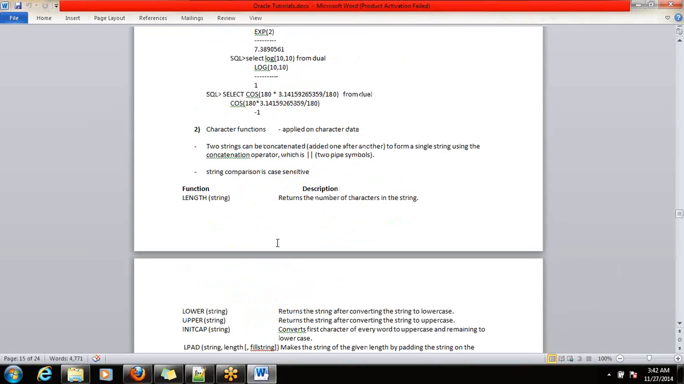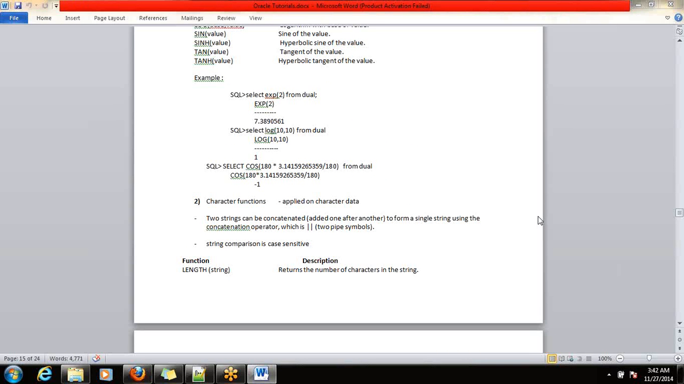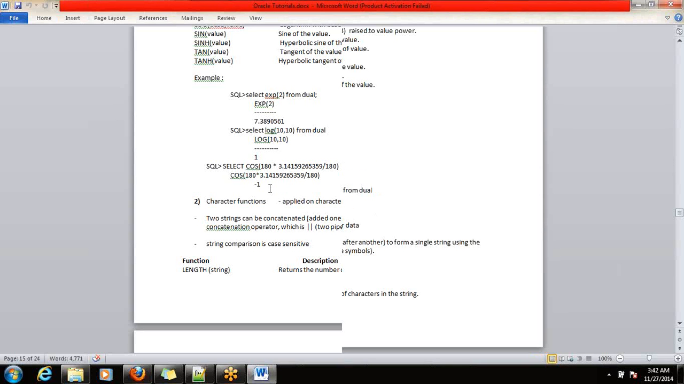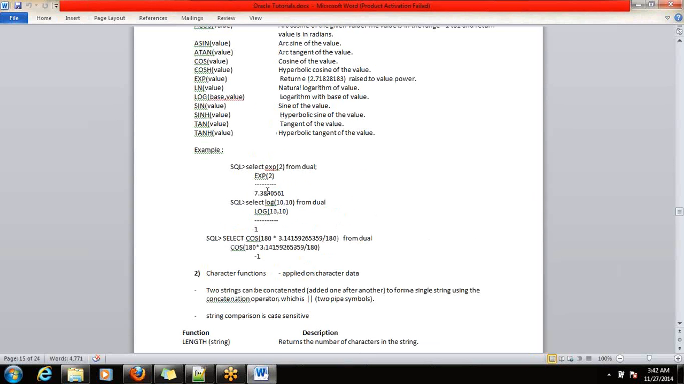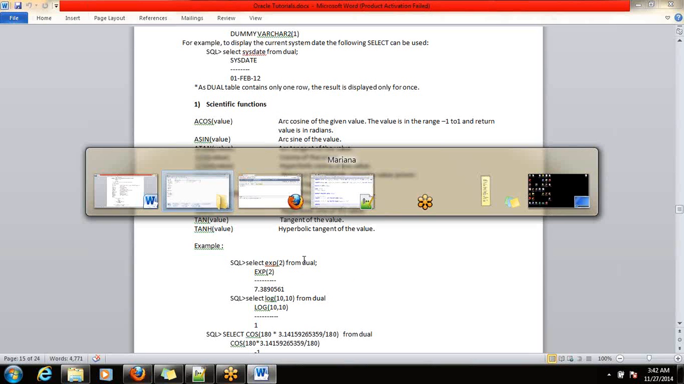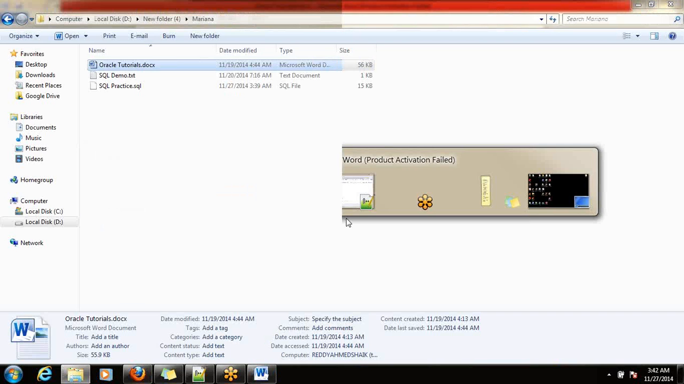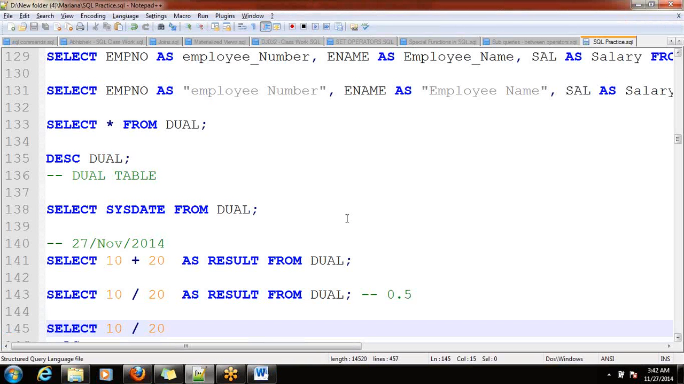You can see in the Word document which I supplied to you, it has the list of all functions available in the Oracle environment. So let me make use of those things. I am making use of the dual table as a supportive table in executing those Oracle functions.